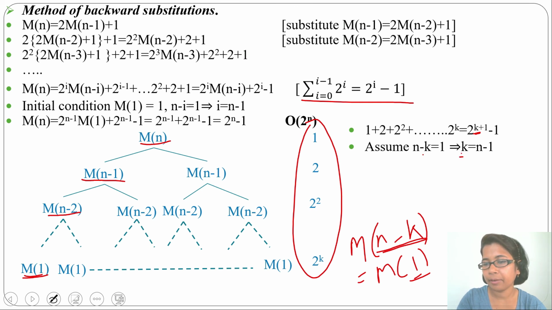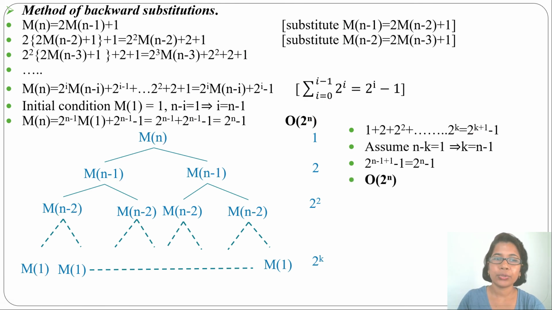Now we found the k value, just substitute the k value in place of this. 2 power, in place of k, substitute n minus 1. Before, plus 1 was there, so just write plus 1, then minus 1. So minus 1 plus 1 will be cancelled. We'll get 2 power n minus 1. Approximately running time will be big O of 2 power n. I discussed two methods for solving this recurrence. One is the method of backward substitution, another is the recurrence tree method. Whichever you find easier, you just use that.